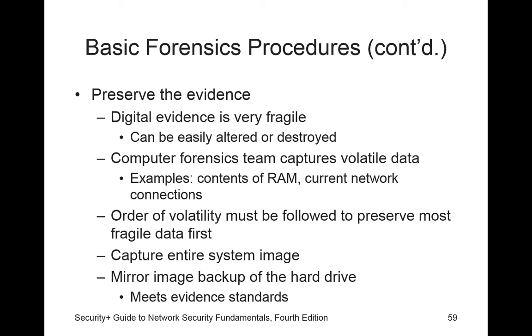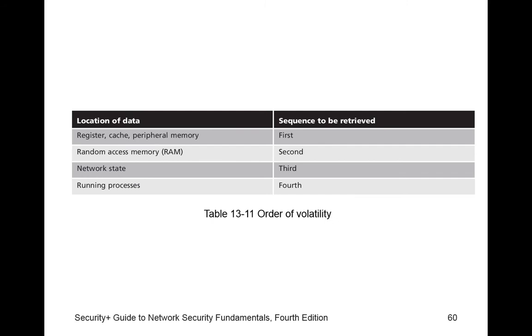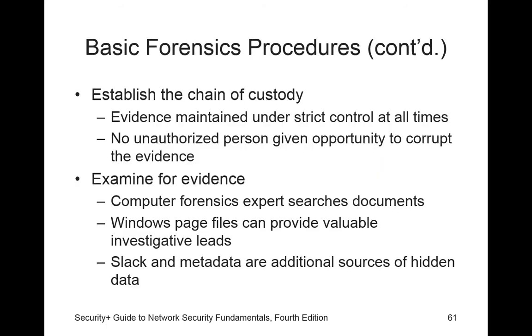All right. You've got to think about the volatility order, so that the most volatile information is taken care of first, and then you back yourself out. First, your registers, your cache, your peripheral memories. Then your RAM. Then the network state, where you copy the tables, the netstats. Then you copy the running processes, what's running.